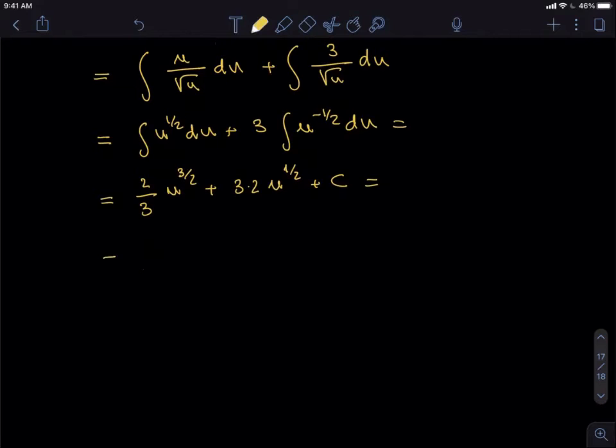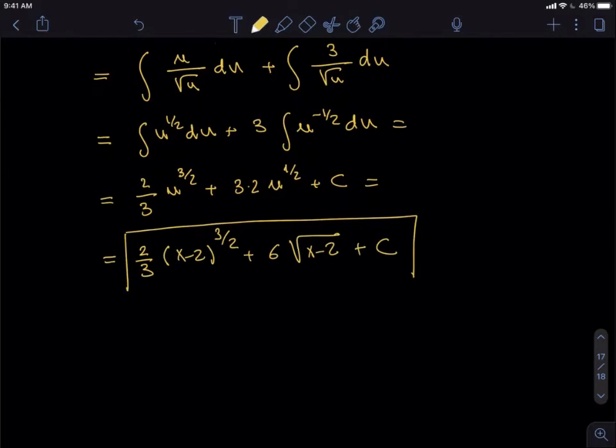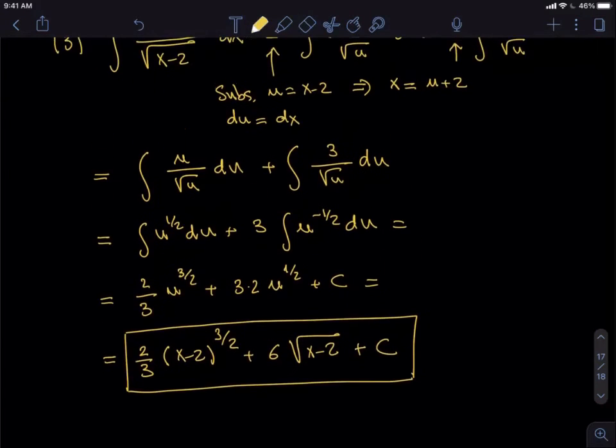Okay, and then we need to substitute back, and we get 2/3 of (x minus 2) to the 3/2 plus 6 square root of x minus 2 plus c. And now we are back to x's.